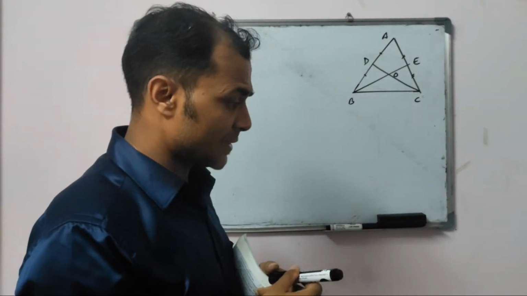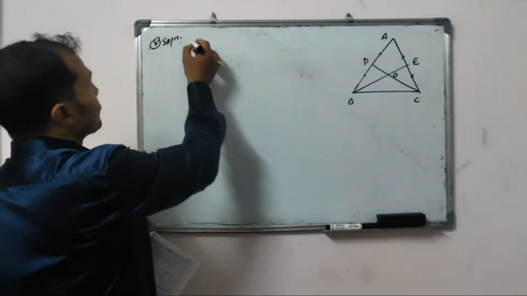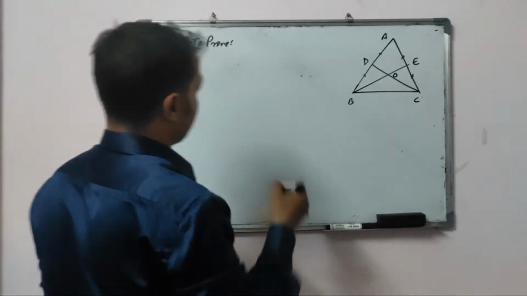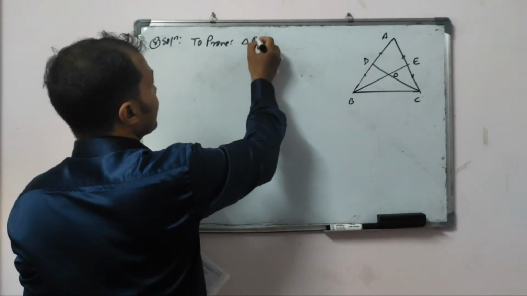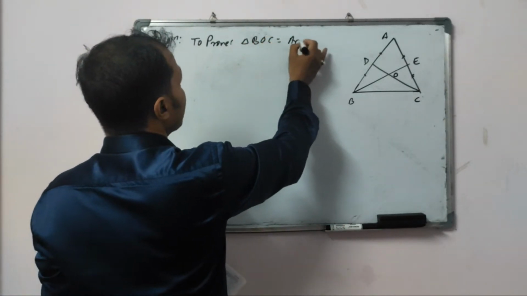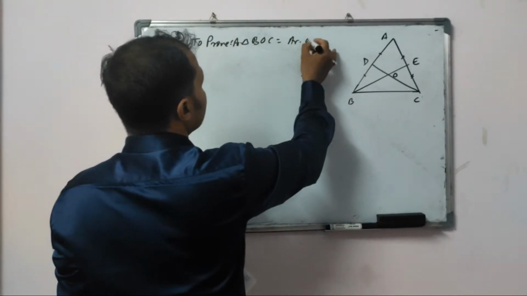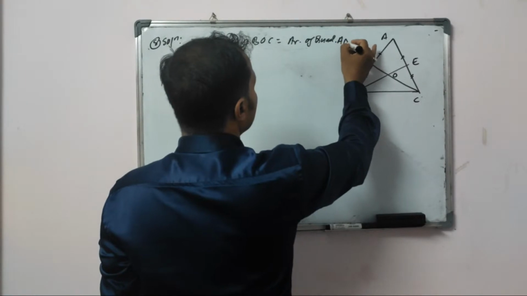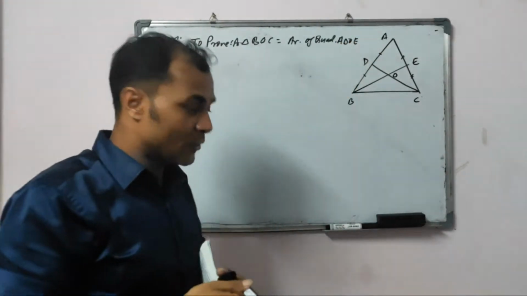this question in last class. We did this question in the last class, and see, to prove, in the last live class: area of triangle BOC equals to area of quadrilateral ADOE. We did this question the other day, guys.